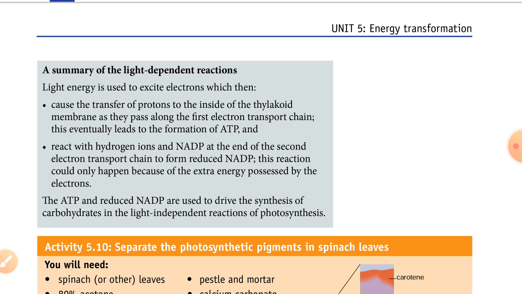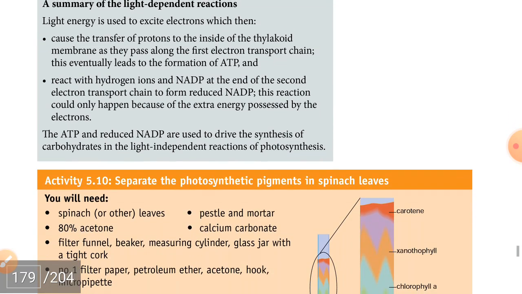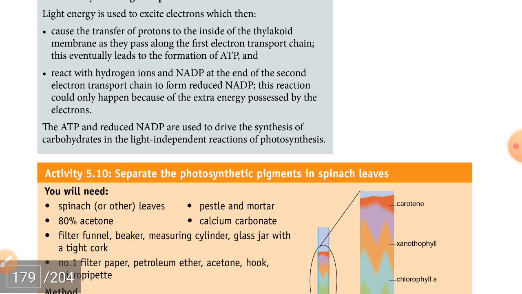As they pass along the first electron transport chain, this eventually leads to, kun immoo gara dhumaatti maal godha? Formation of ATP. Another reaction with hydrogen. Electron sun react with hydrogen ions and NADP at the end of the second electron transport chain to form reduced NADP. Reduced NADP uumuudhaa fi eenyu faana wal nyaatti? Hydrogen ion fi NADP faana wal nyaatti jechuudha. This reaction could only happen because of the extra energy possessed by the electrons, okay?